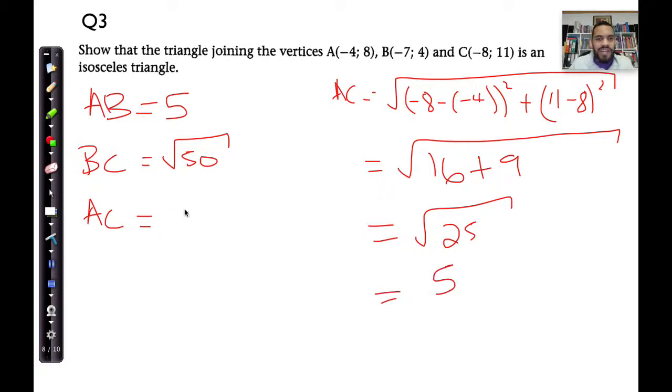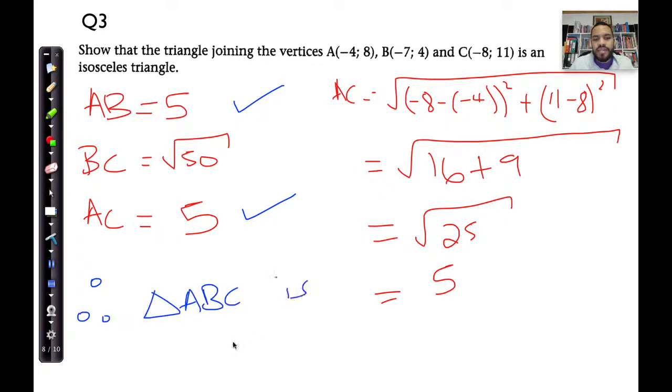So now clearly I can see that AB and AC are equivalent. And because these two sides, AC and AB, are equivalent, I can conclude, therefore, triangle ABC is isosceles. Okay, and that concludes question number 3.